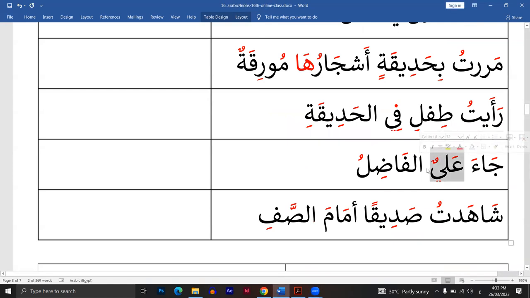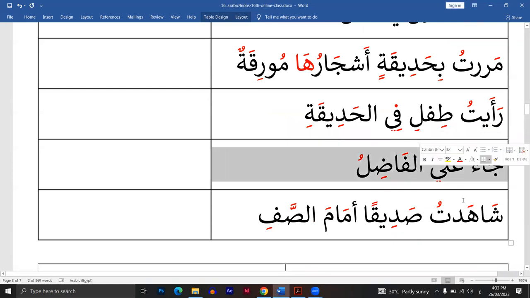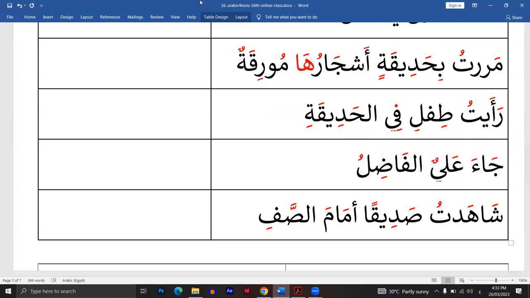Okay. The next one is very tricky. I need someone to try to focus or concentrate before he gives the answer. جاء علي الفاضل. Okay, I have one here, iPad. Sorry, I didn't get the name. Can you open your mic, please? He is raising his hand.